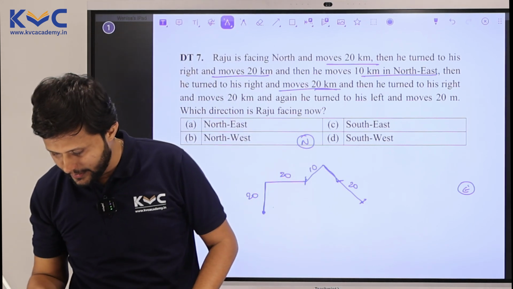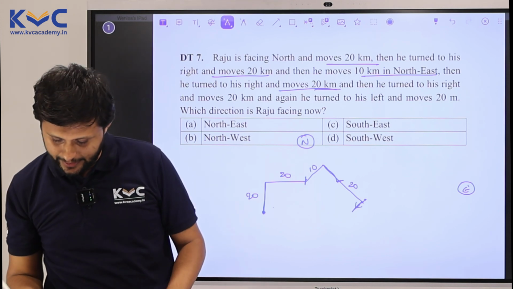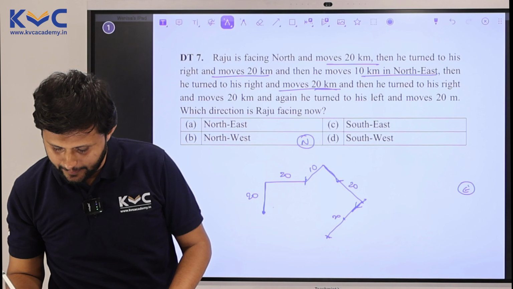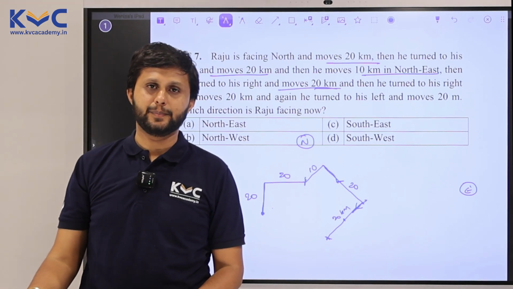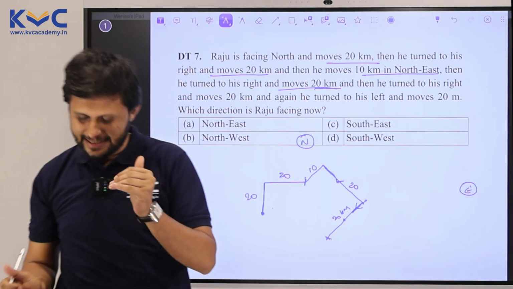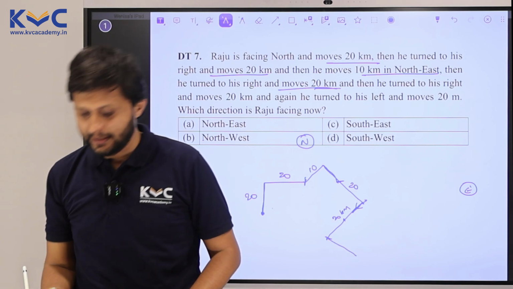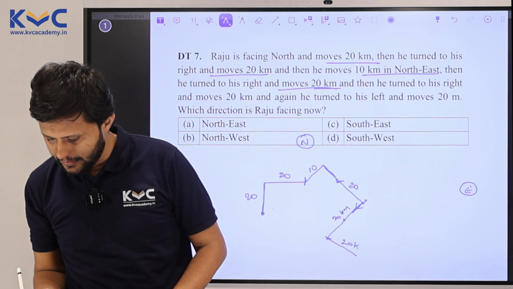So we are coming towards this direction now, which I have marked now. 20 kilometers once again. This is 10. And again further, this will be 20. And again he turned to his left. So which side is he going? He's going towards south, right? And he turns left. So left would be right for us to draw the line. Okay. And he goes 20 again.